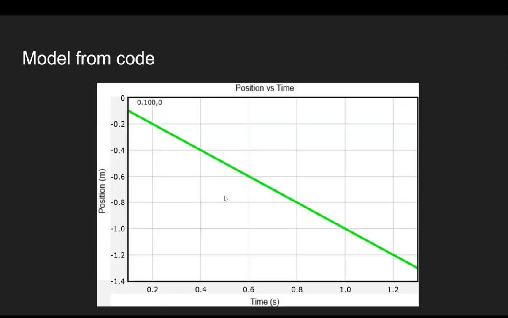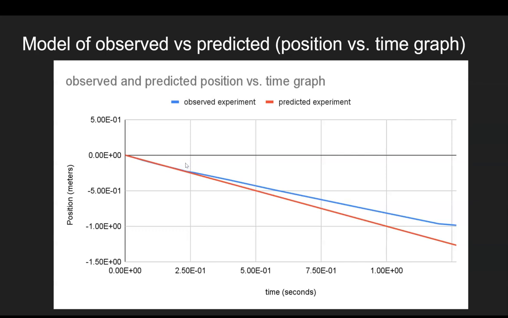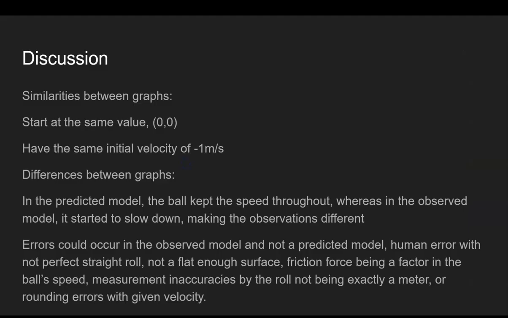But here's the model from this code. It's a perfect negative 1 meters per second. But if you were to combine both graphs onto one, you can see that there is a very big difference between the two. But there's also some similarities, like they both start and have the same value at the beginning, 0, 0. They both have the same initial velocity of negative 1 meters per second. So what could possibly have happened?